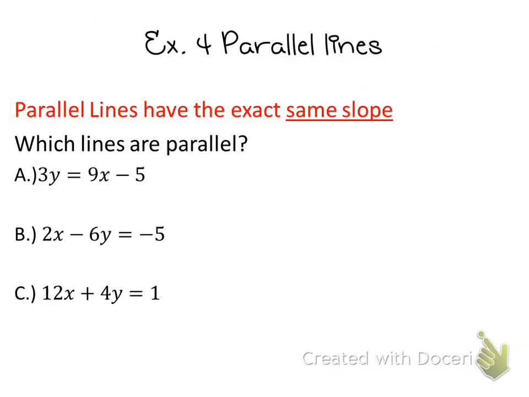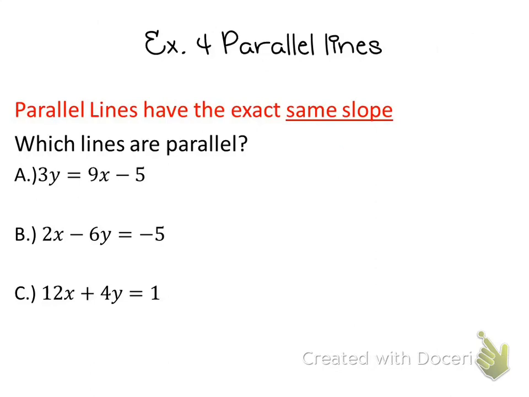Now, there's one other type of problem that I want to go over, which are parallel lines. Parallel lines have the exact same slope. So, okay, do I need to graph these lines in order to find out if they're parallel? No. It is much simpler than that. All you've got to do is put it in y equals mx plus b form. If they have the same m, then they're parallel. If their slope is the same, then they're parallel.